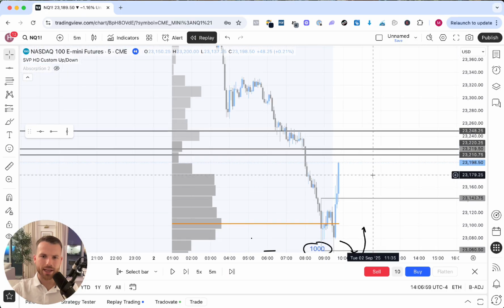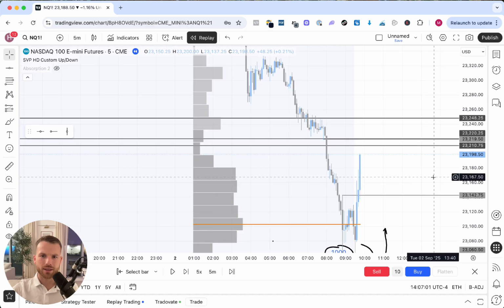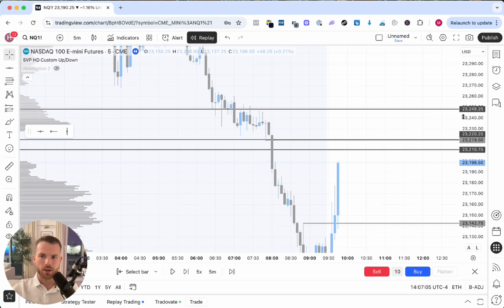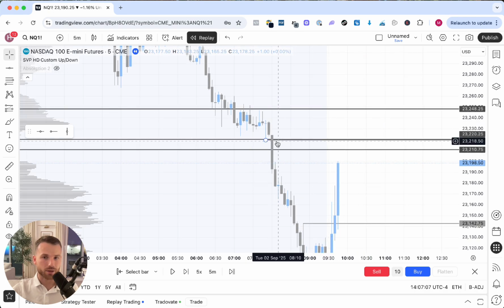And I need to look at what the market can do here. We know we have levels of liquidity, most likely here. We have a level of previous market acceptance. So now we just wait for the market to go into that level. And if it doesn't, we might find another idea.